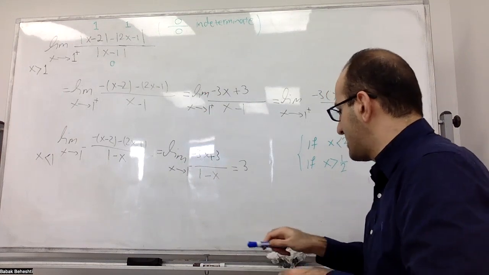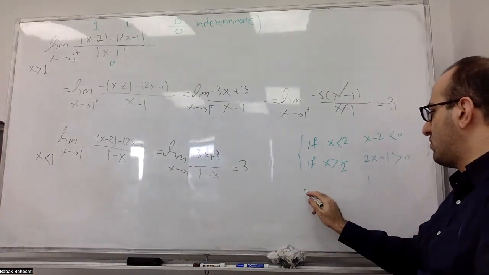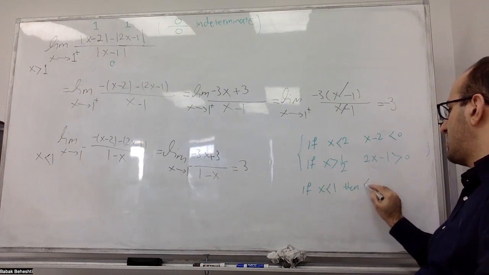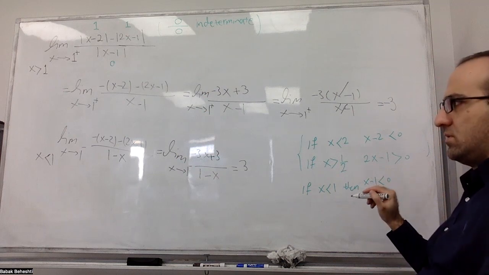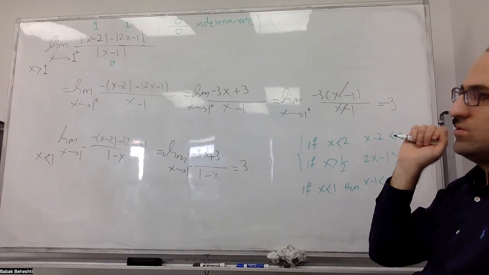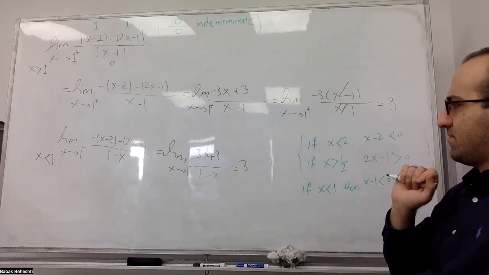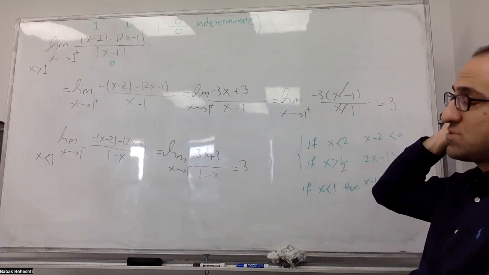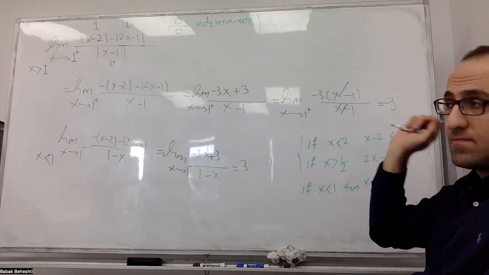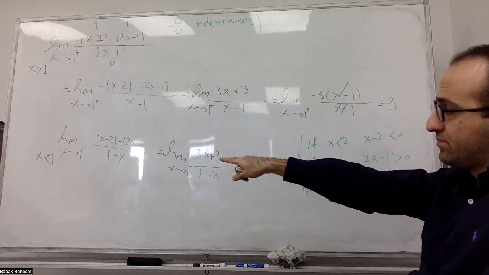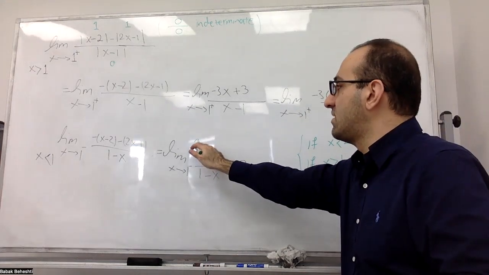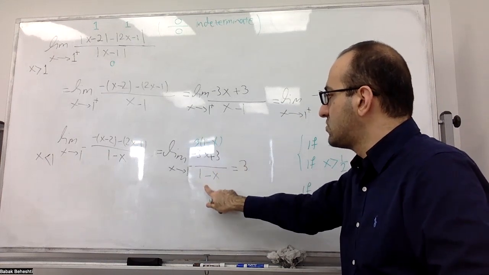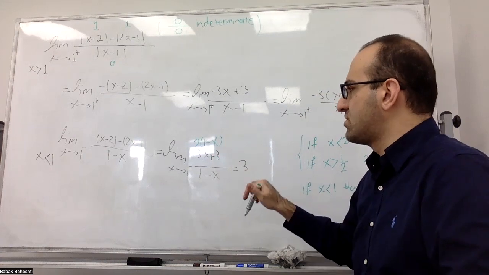So if x is less than 1, then x minus 1 would be negative. So when you want to remove the absolute value for x goes to 1 minus, it would be minus x minus 1. But minus x minus 1 is just 1 minus x. So the top is 3 times 1 minus x, right? This is 1 minus x, this divided by this is just 3.